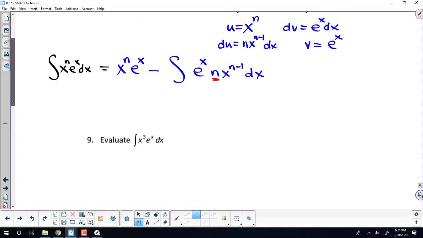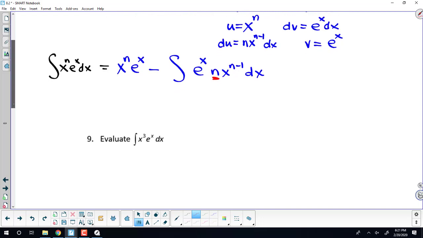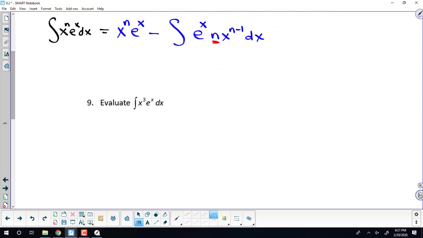Just to see how that works, we're going to use that reduction formula for x cubed e to the x. So it says that, right here, that's equivalent to x to the n, where n is equal to 3: x cubed times e to the x minus the integral. We have n out front, so that's our n, times x to the n minus 1, e to the x dx.